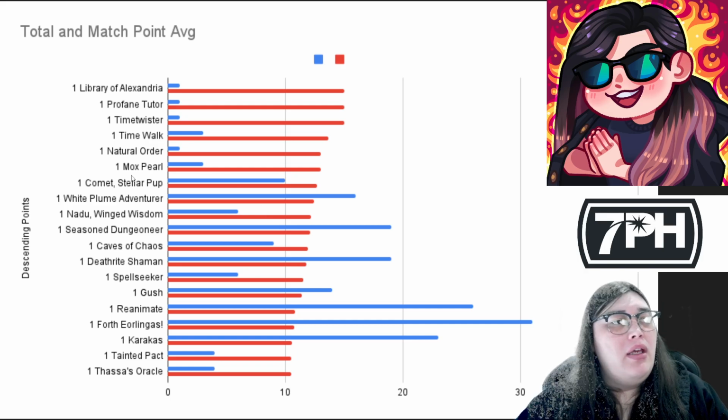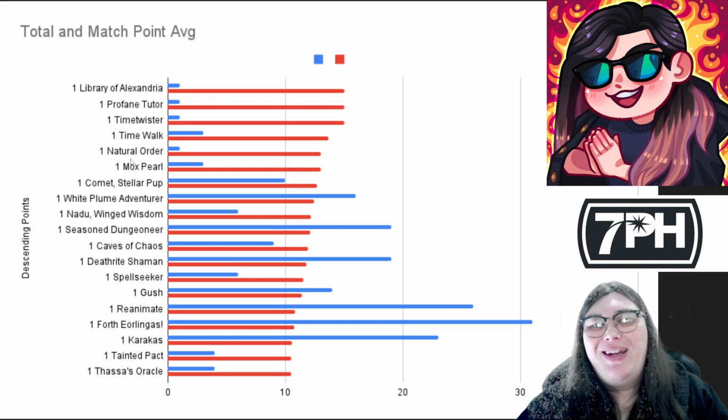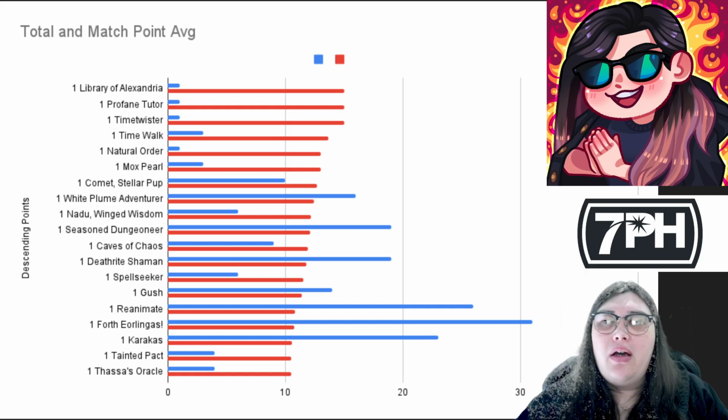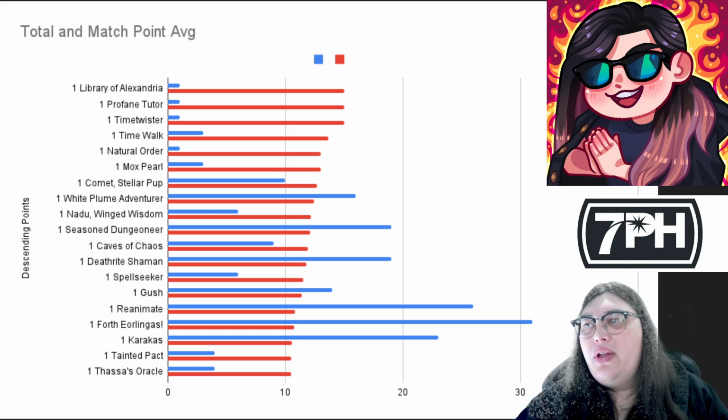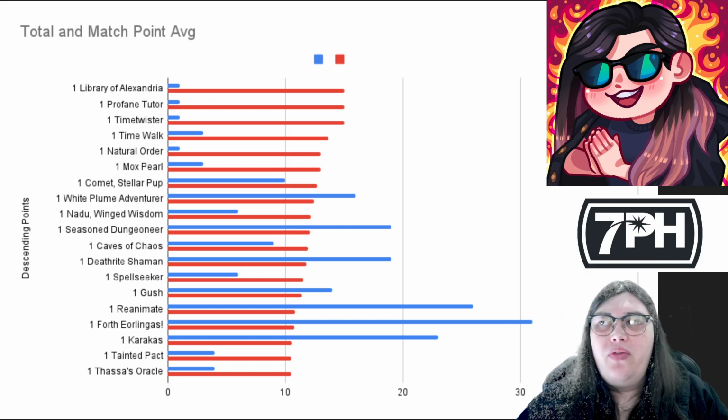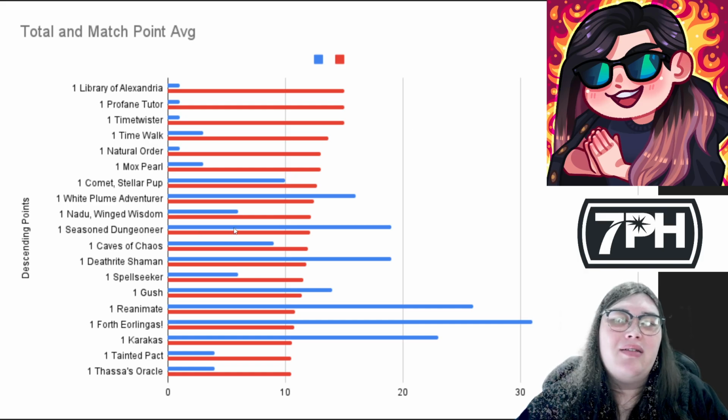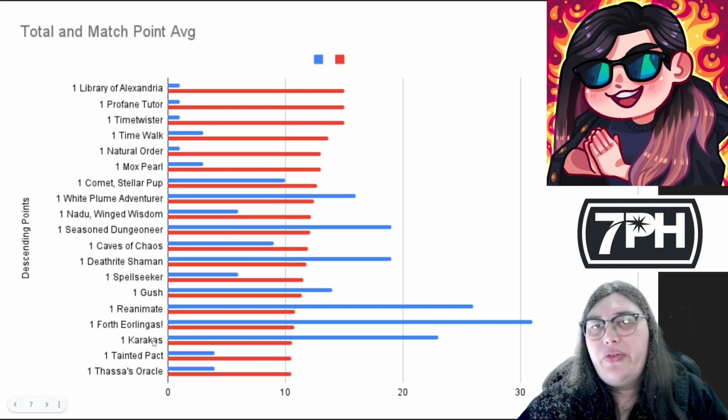Here we have the total and match point average graph. This is the match point average of all of the pointed cards, and it has a cutoff of 10.5, so any card that did worse than it should have is not going to be on this graph.